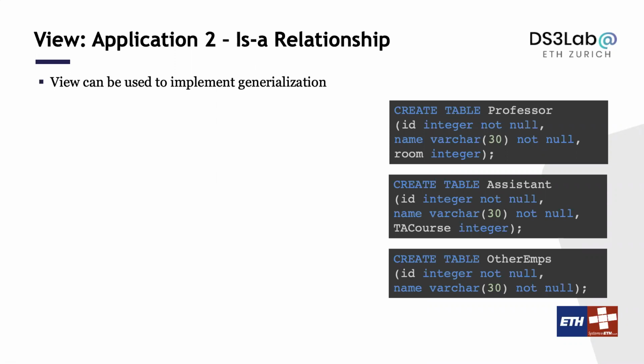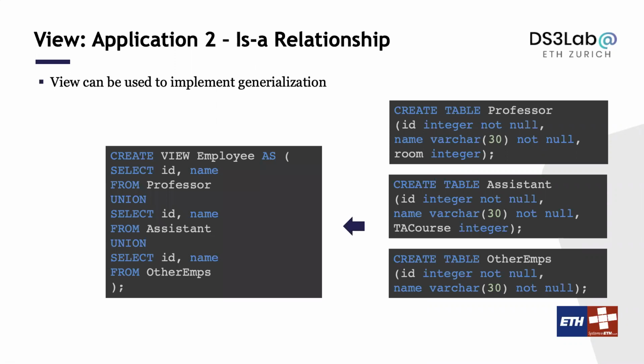But what if I want to query all the employees, right? Here you can actually create a view for all the employees by just doing the union between these three different relations. You can take the ID and name from professor, ID and name from assistant, ID and name from other employees, and union them together. In this case, whenever I'm trying to query all the employees, I can simply use this view without doing the union in every single query I'm going to write. Right? So this is just another way that the view can make your life easier, giving you this type of logical data independence.